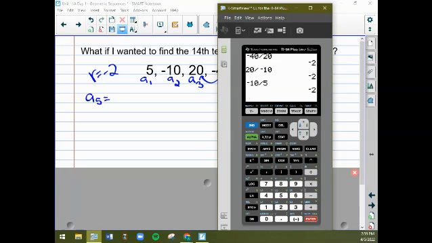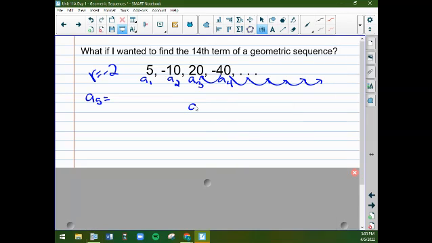So I'm going to start with the last one, -40. I'm going to multiply that by -2. This is the 5th term, the 6th term, the 7th term, 8, 9, 10, 11, 12, 13, and 14 times I had to hit enter in my calculator. I get -40,960. Actually, that was the 14th, right? Not the 15th. Okay.